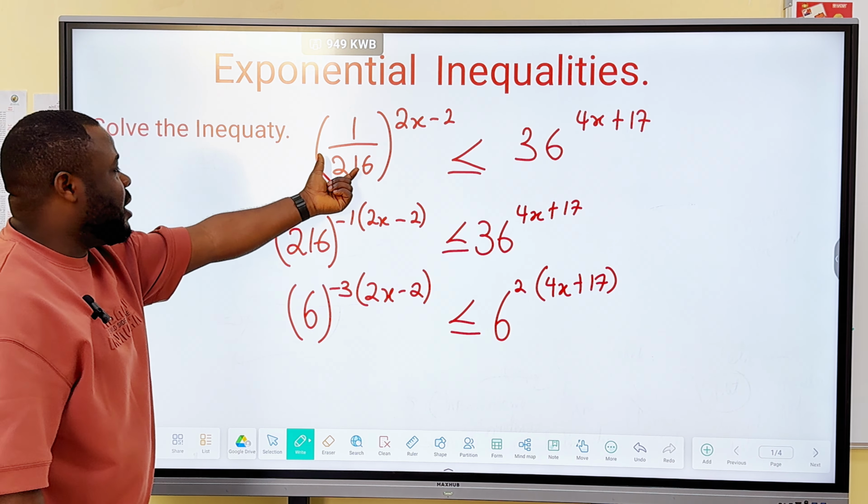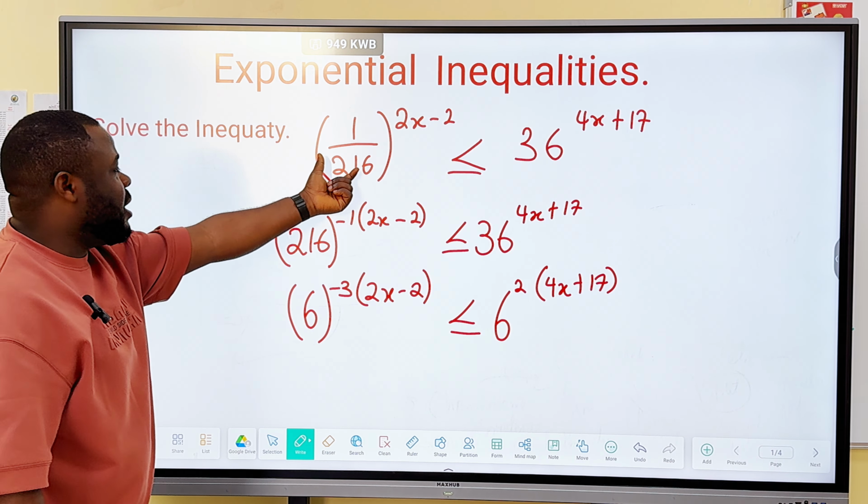Or you can even take this from here where you have 1 over 216. You can easily do it directly. You say it's 6 raised to power negative 3. It's still going to give you the same thing. So basically what we now have to do is simplify the powers. So you have 6 to the power of negative 3 times 2x, which is going to give you negative 6x. Okay, so negative 3 multiplied by negative 2 is going to give you plus 6. Then it's less than or equal to 6.